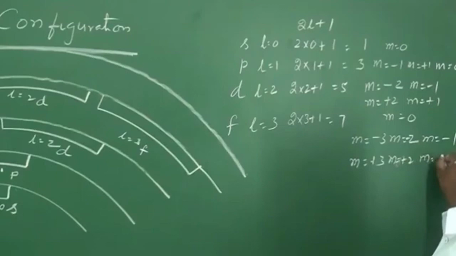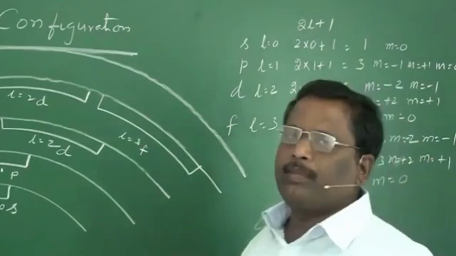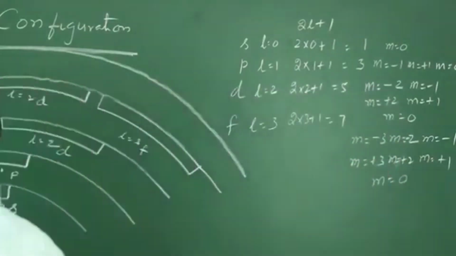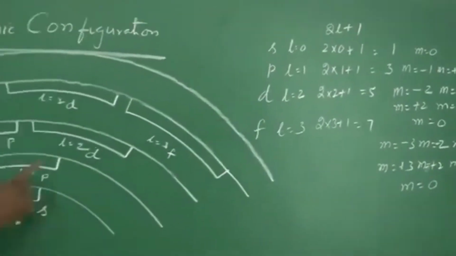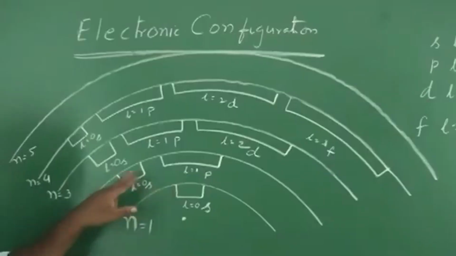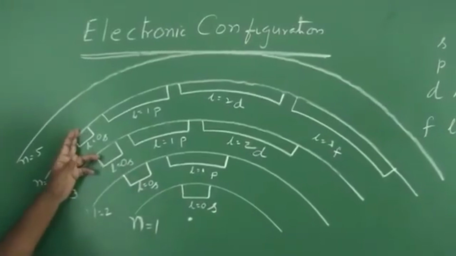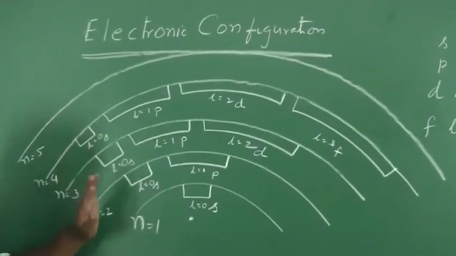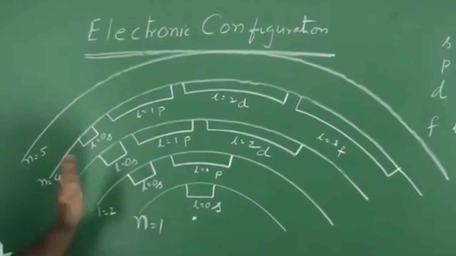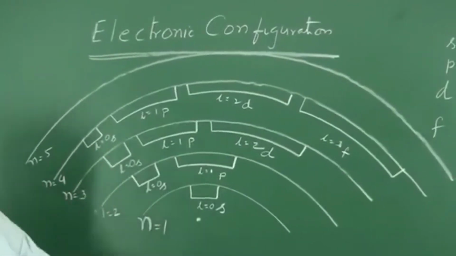So here we have a definite number of orbitals in each sub-energy level. That means in all S sub-energy levels, L is equal to 0, we have only one orbital, whether it is 1s or 2s or 3s or 4s. Whatever the n value may be, all S sub-energy levels will have only one orbital.